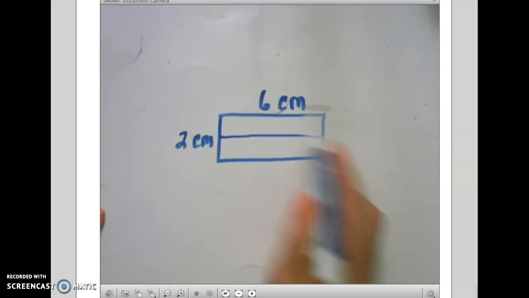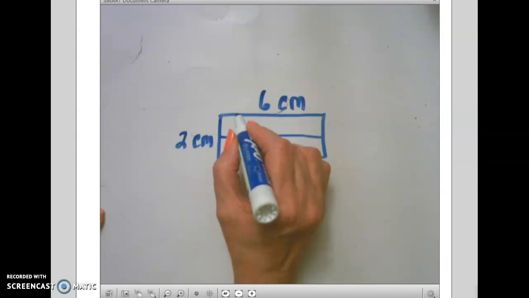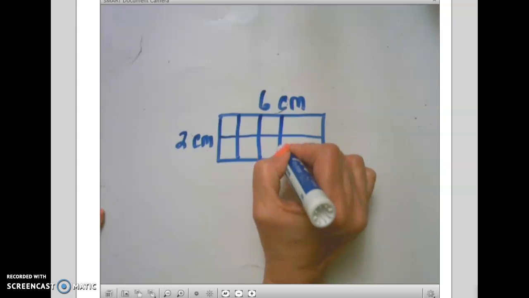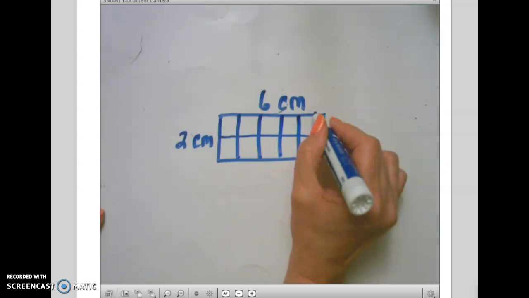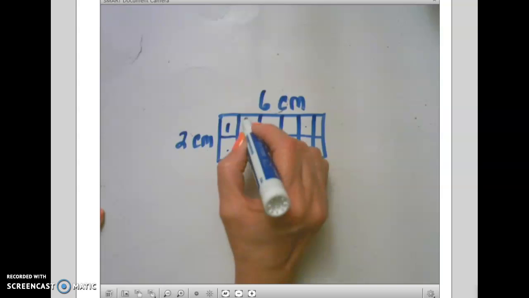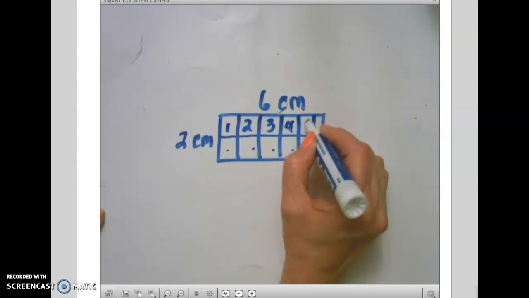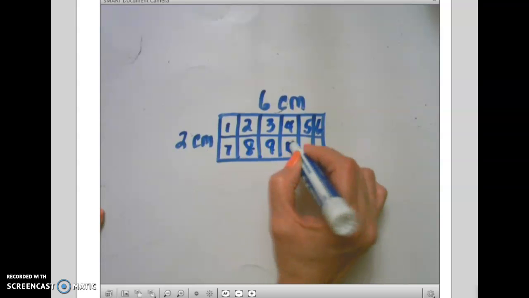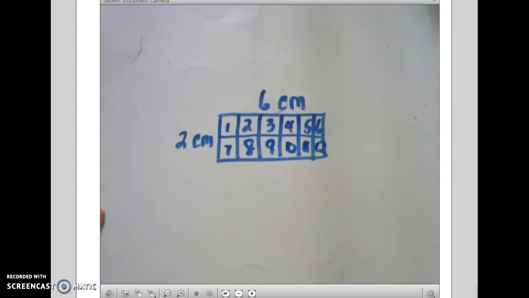This way, we're going to divide it into 6 sections, 6 square units. Ooh, that's really uneven. So 1, 2, 3, 4, 5, 6. 1, 2, 3, 4, 5, 6. So I could even count those. 1, 2, 3, 4, 5, 6, 7, 8, 9, 10, 11, 12. Yes, you can count them.